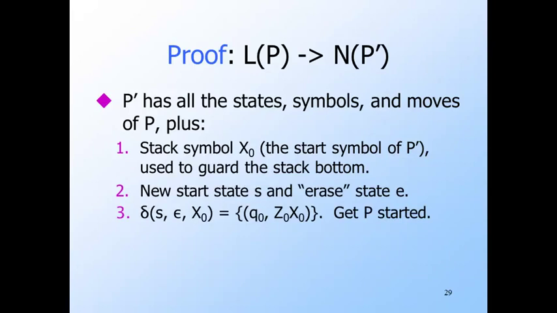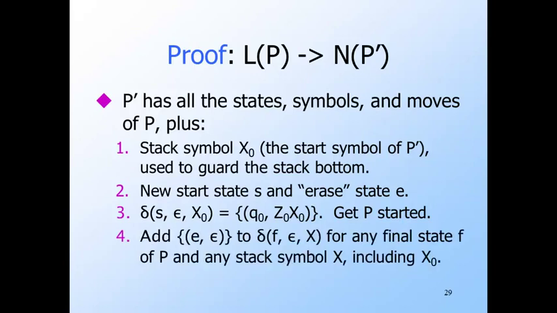This rule says that in its initial ID, it has only one choice. It must change to the start state of P and push Z0, P's start symbol, on top of its own start symbol X0, which remains to guard the stack. P' is now ready and able to simulate P. Until P accepts, all the moves of P' are the same as the moves of P, with the guard X0 sitting at the bottom of the stack unseen.